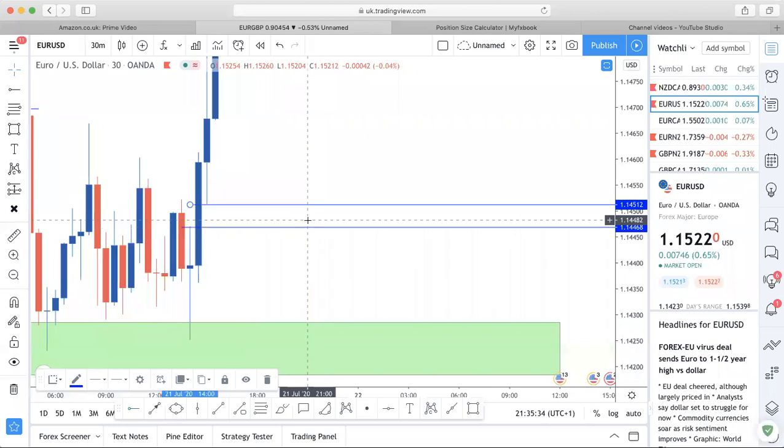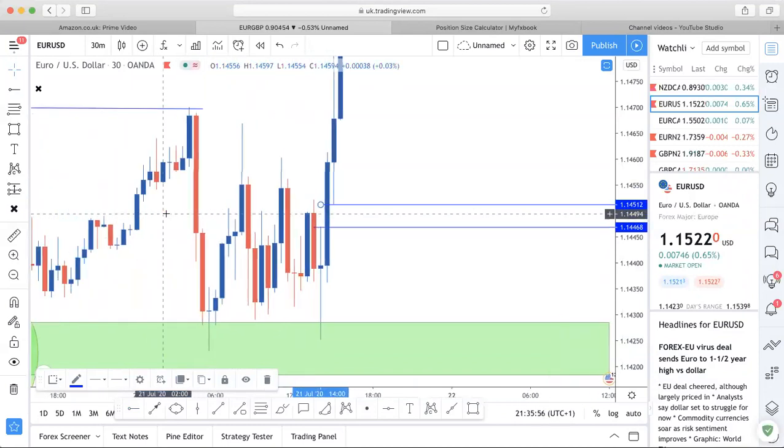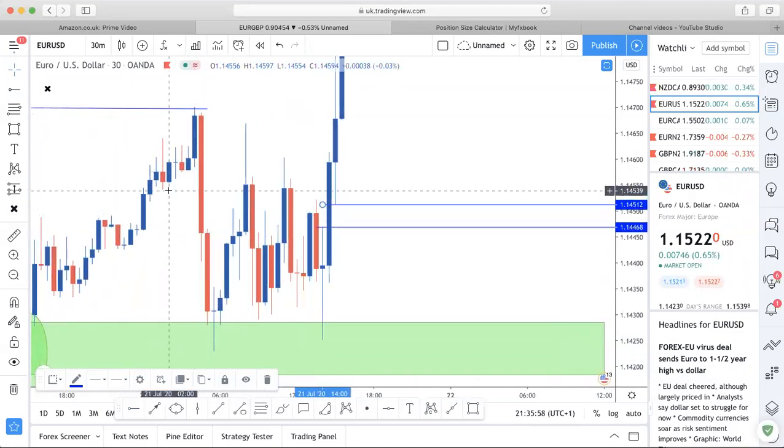Francis, the 50% of the IC, is it from the body to the body? No, it's from the wick of the highest part to the base body. Thank you very much. You get it. So the imbalance is the part where the wicks of these candlesticks are not touching each other. They are not overlapping.